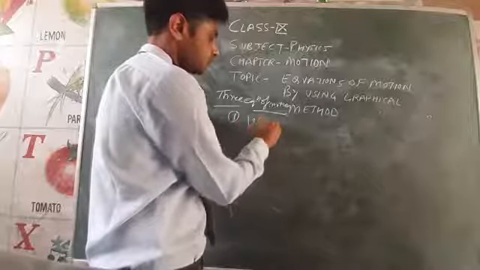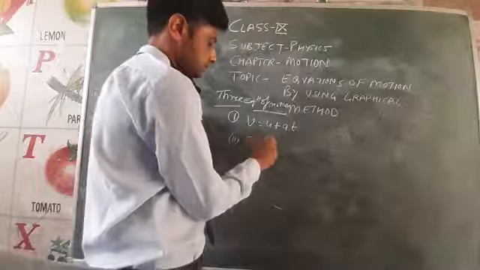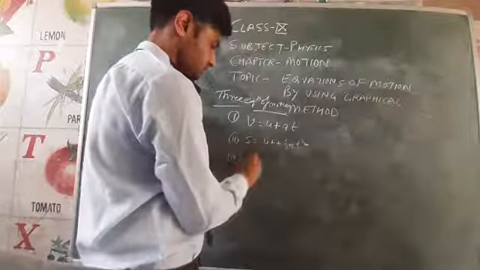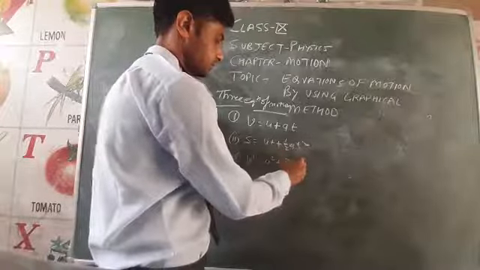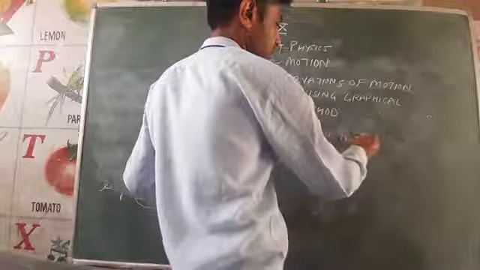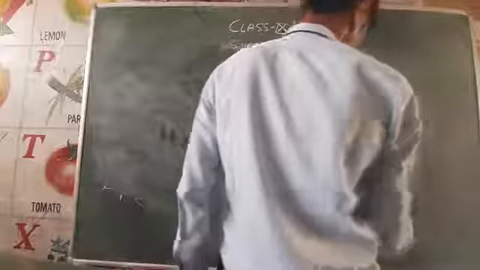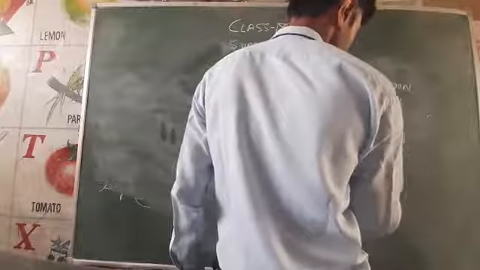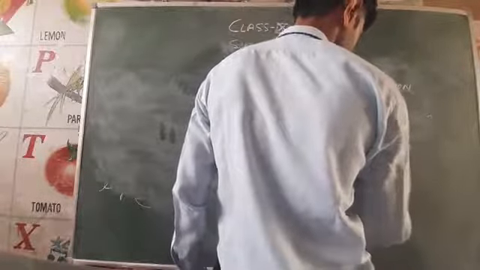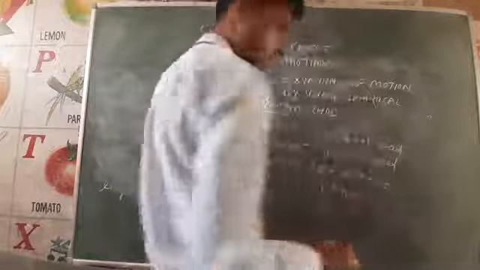First, v equal to u plus at, s equal to ut plus 1 upon 2 at square, and v square equal to u square plus 2as, where u is initial velocity or initial speed, v is final speed, s is distance, t is time, and a is acceleration.